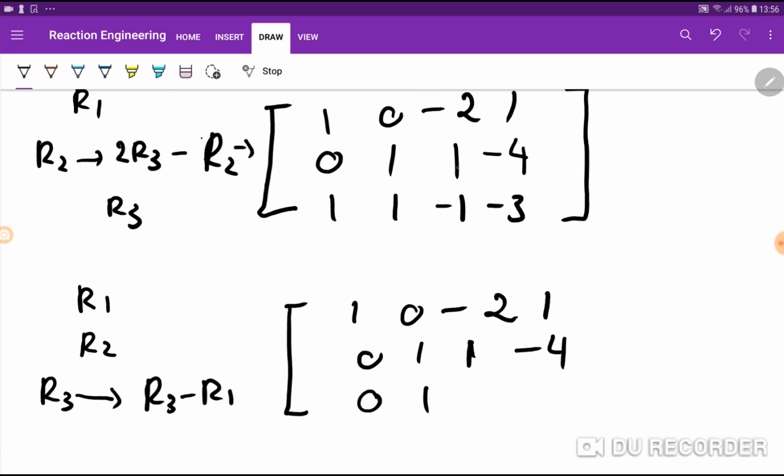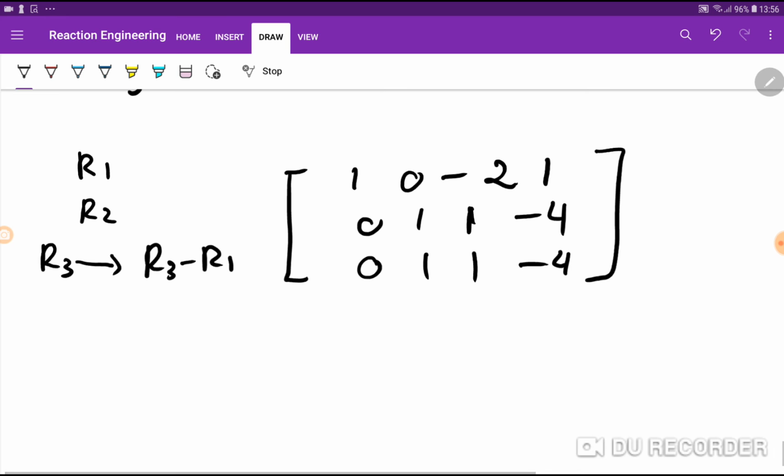minus 2 is 1, and negative 3 minus 1 is negative 4. Okay, awesome. Now we're done with the first column.